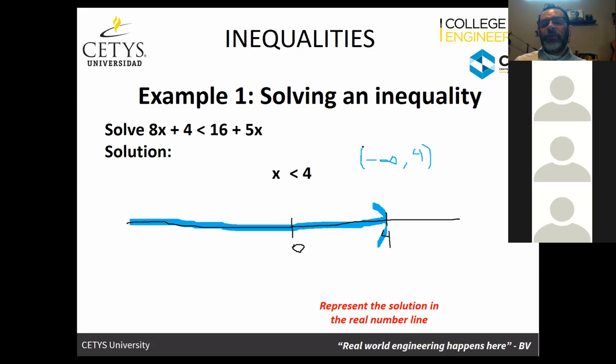Now, whenever we use minus or plus infinity, it's always going to be in a parenthesis. It's never going to be in a bracket. Why? Because infinity is always going to be an open interval. Okay, thank you. Correct, Vivian.